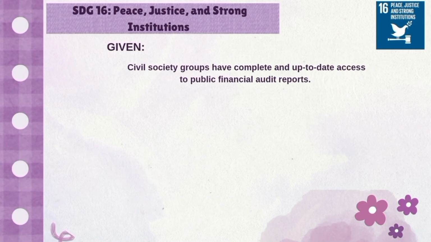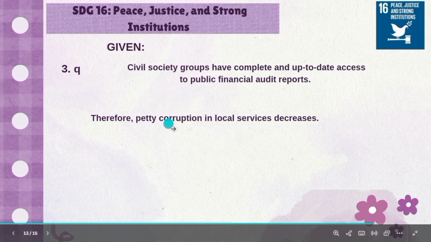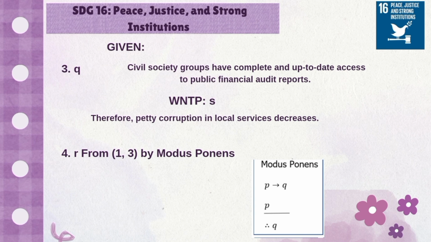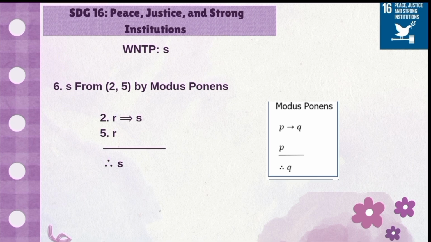Then, we have civil society groups have complete and up-to-date access to public financial audit reports as our variable Q, therefore petty corruption in local services decreases. And this is what we need to prove, the variable S. From the given 1 and 3 by modus ponens, we can conclude R. So from the given 2 and 5 by modus ponens, we can conclude S. So we prove S here.